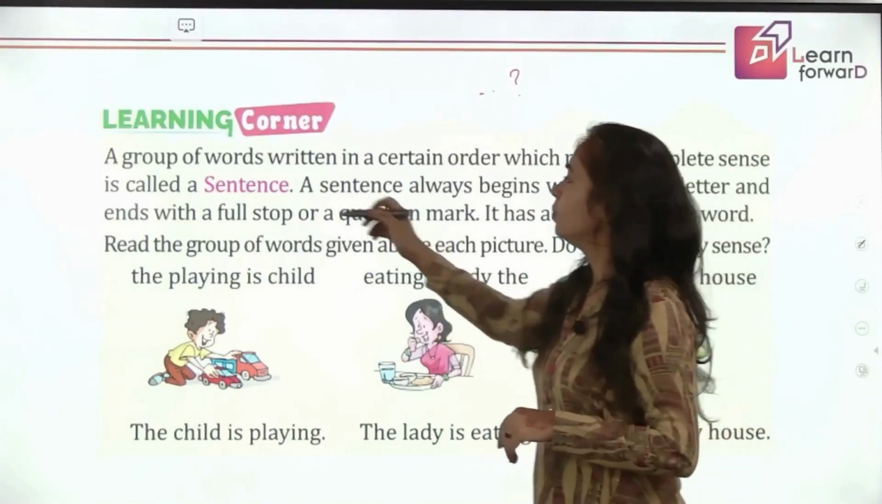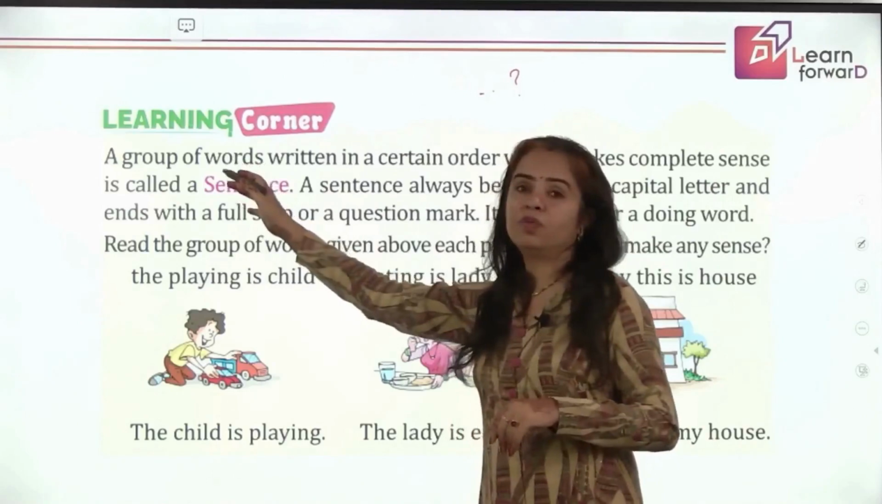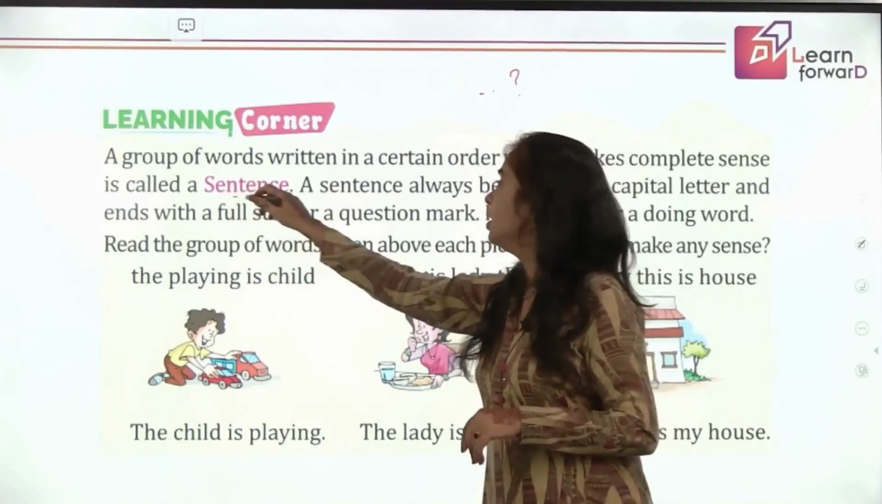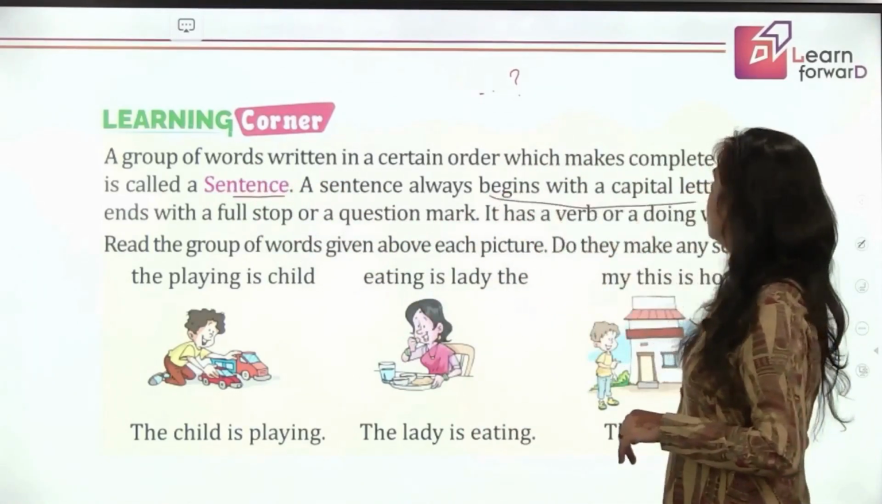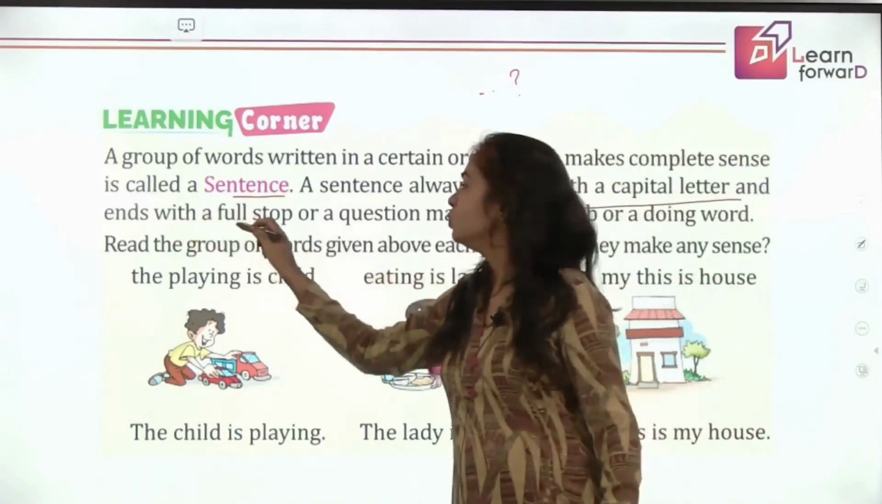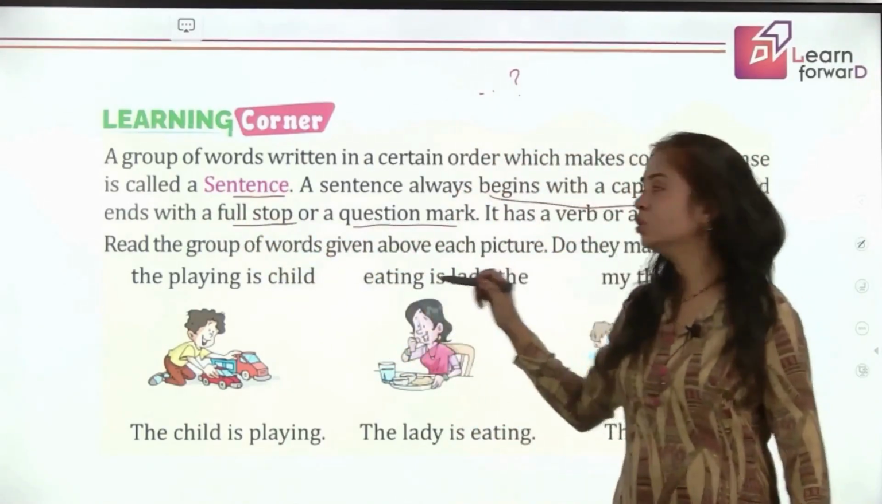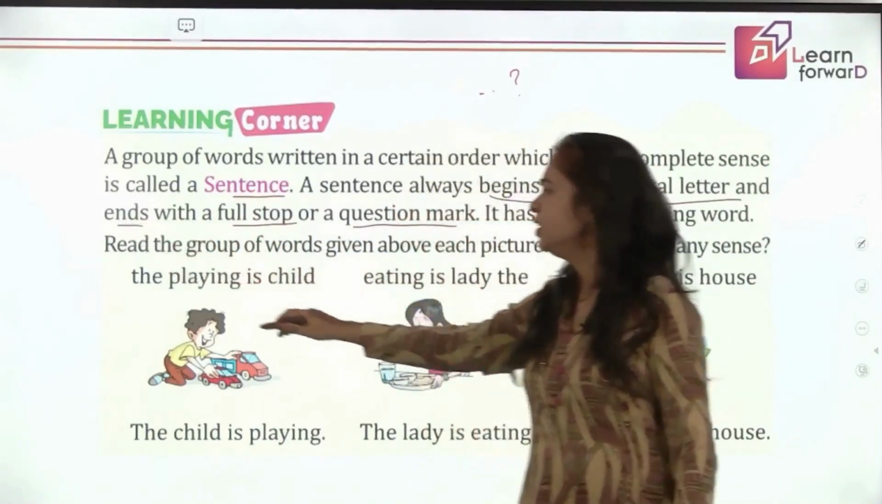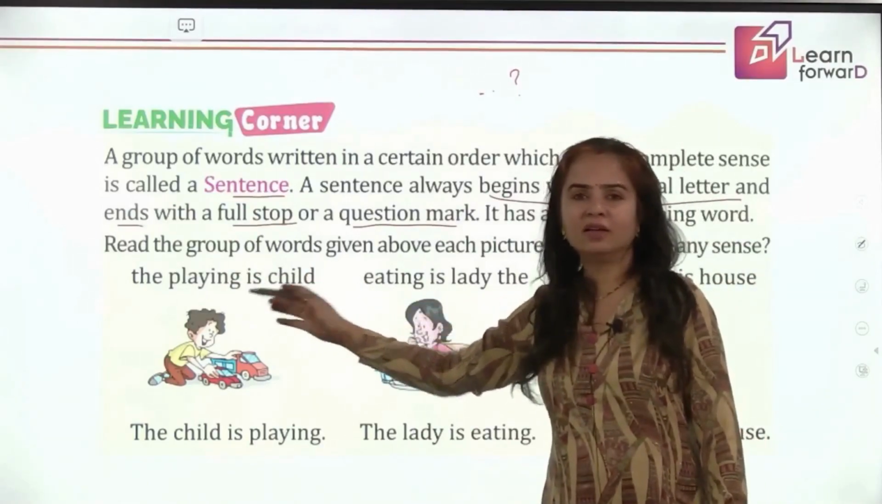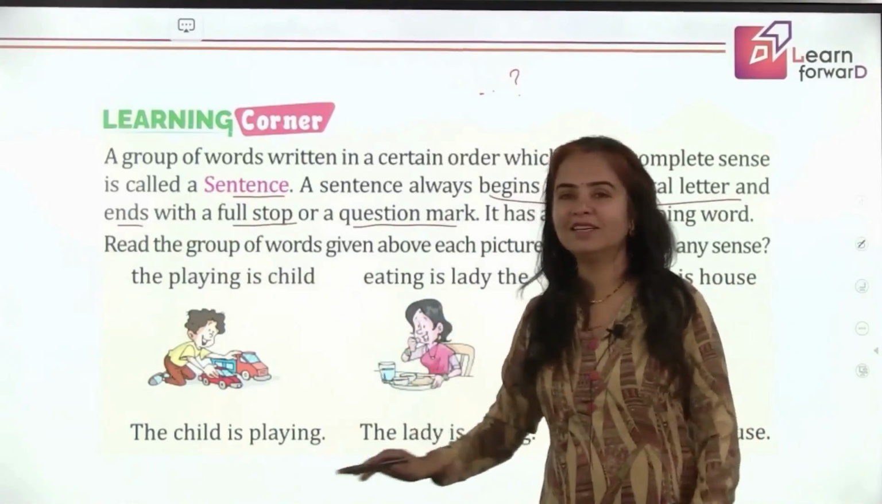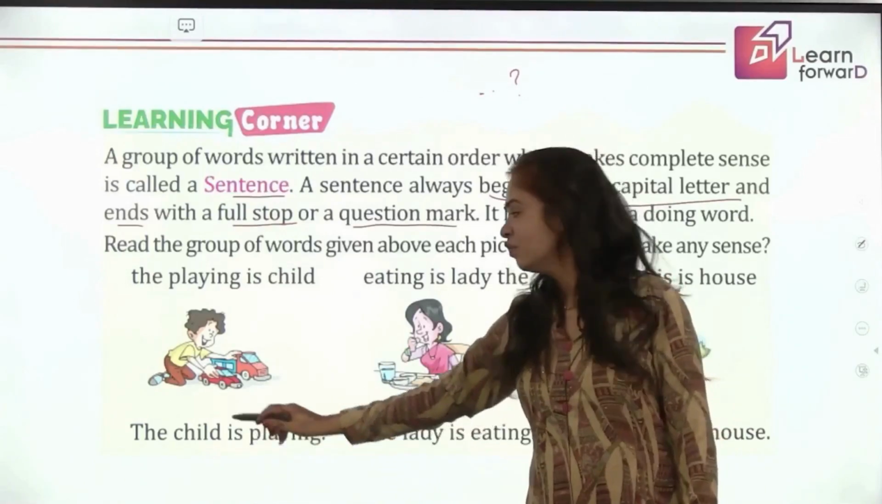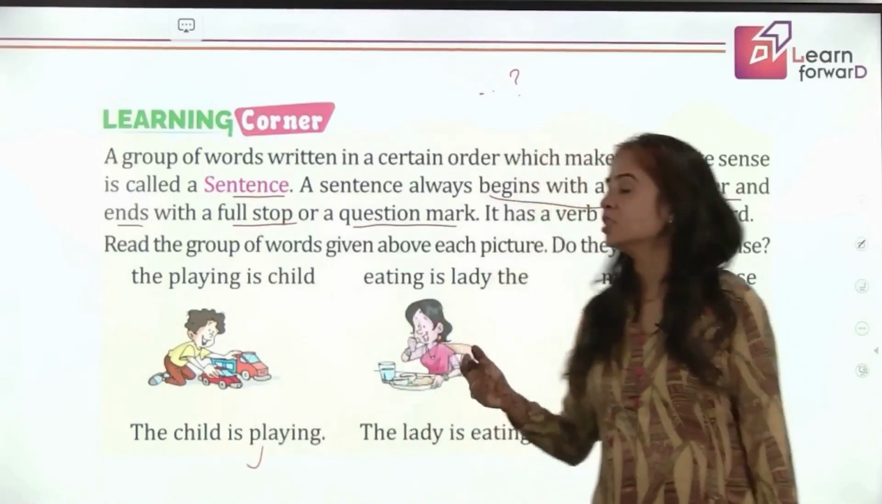So let's see about sentences. It is a group of words that gives you a complete meaning, and it always begins with a capital letter and ends with a full stop or a question mark. Let's read this. The playing is child. It's a group of words, not a sentence. And how do you write a sentence from it? The child is playing. That's perfect.